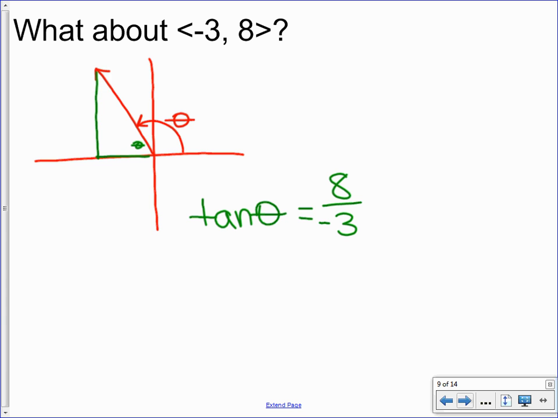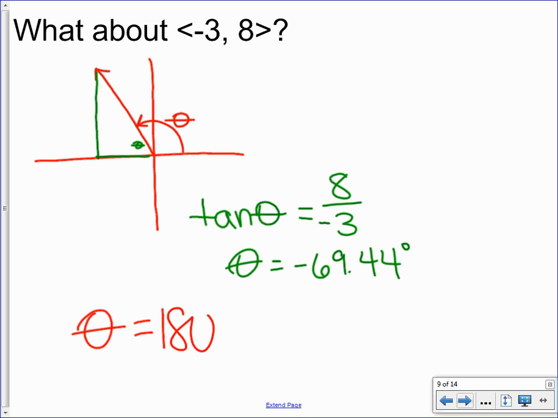What is the angle you get when you take the inverse tangent of 8 over negative 3? 69 point what? Does that make sense for our second quadrant angle to be in that direction? No. What our direction really is, is 180 minus 69.44 degrees.